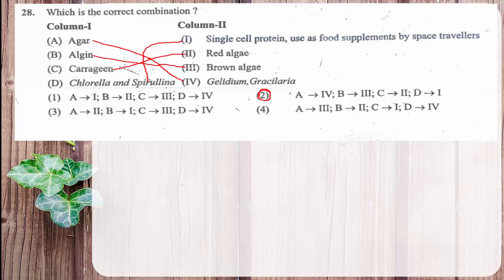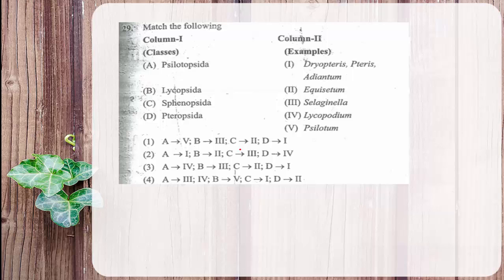Agar, Gelidium and Gracilaria. Algin is obtained from the brown algae. Carrageen is obtained from the red algae. Chlorella and spirulina are single cell proteins which are used as supplements by the space travelers. Then moving to the next question. Again, it is also a match the following. Classes of pteridophytes are given along with the examples.